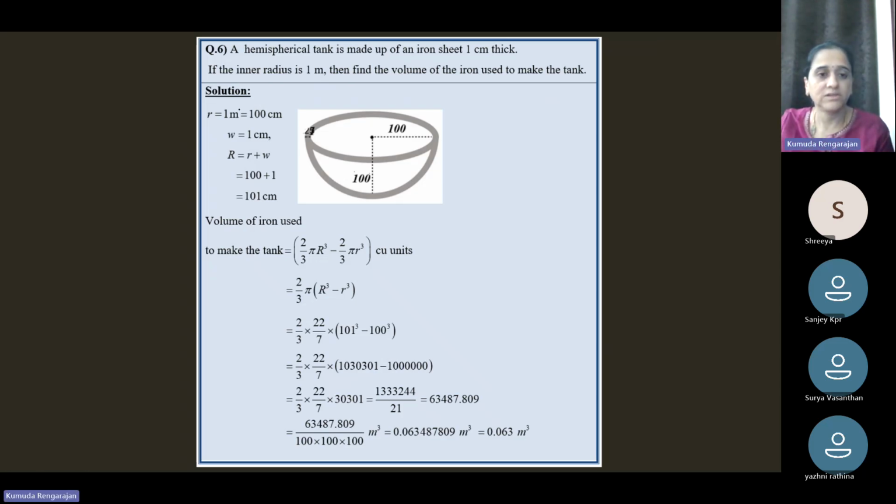So see the details. Small r is 1 meter, 100 centimeters. The thickness is 1 centimeter. So the value of capital R will be from here to here it is 100, and this thickness is 1. So capital R is equal to 101. Correct?